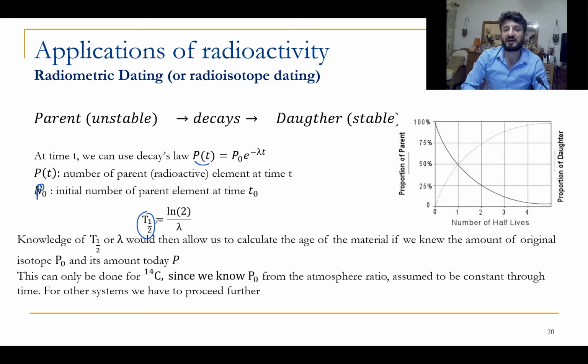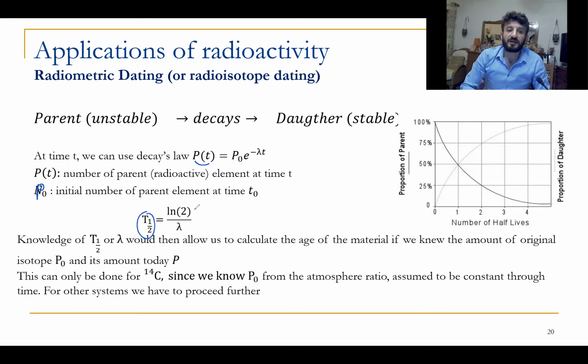And T half is the half-time of decay, equal to ln 2 divided by lambda. Lambda is the decay rate. So if you know the value of T half or lambda, and you know the value of P at a time t and P0, you can apply this equation to find t. It's the age of the matter.